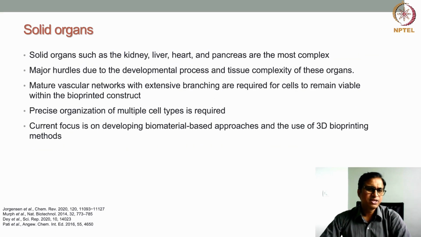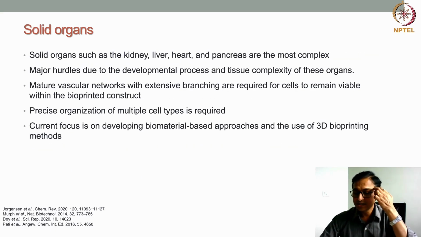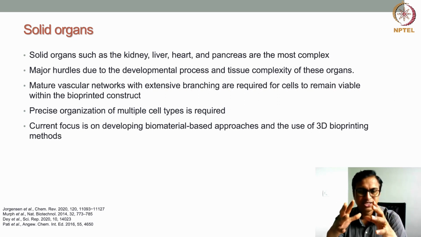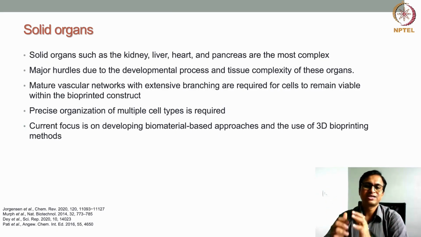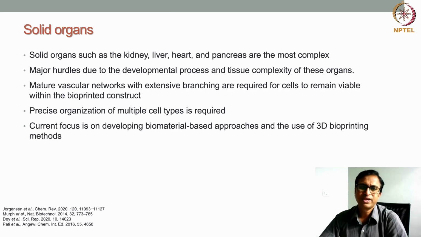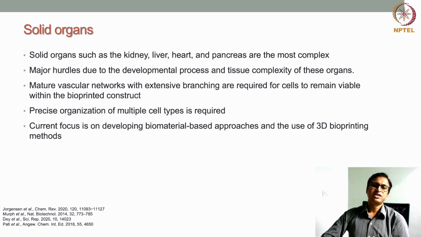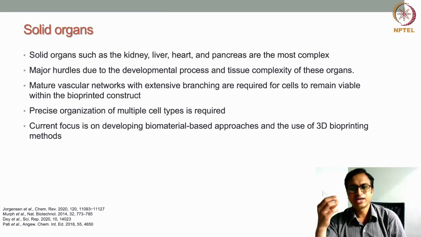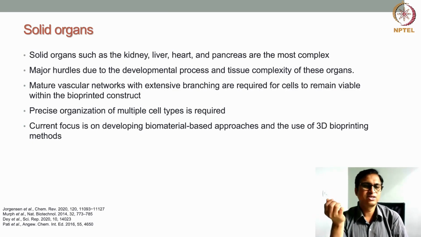So the next level of complexity is present in solid organs, where the complexity is of the highest order, like kidney, liver, heart, pancreas. These are the most complex organs, and it's very difficult to bioprint them with our current technology and knowledge, because we have not reached a stage where we can actually print complex, fully functional organs like solid organs.